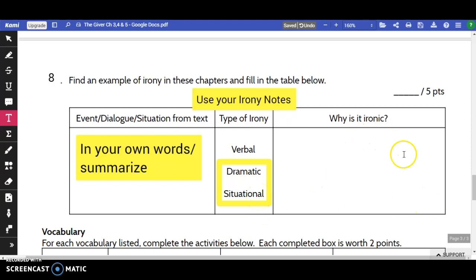The last part of the table is why is it ironic? You must explain why the situation that you wrote here is ironic. And why it's ironic is going to be determined by what type of irony it is that you choose. So make sure you're going back to your irony notes and using those.